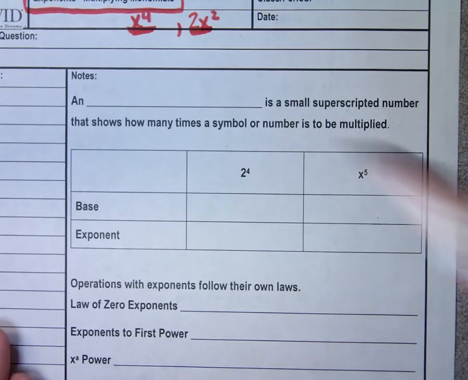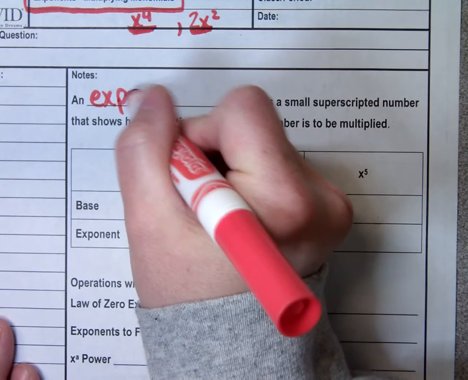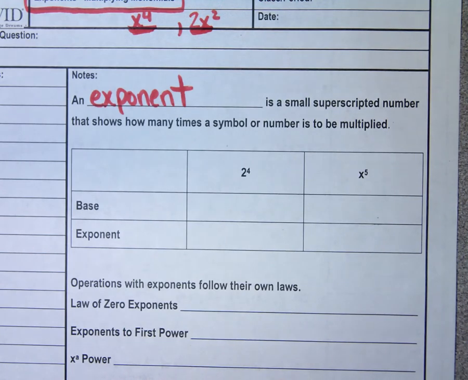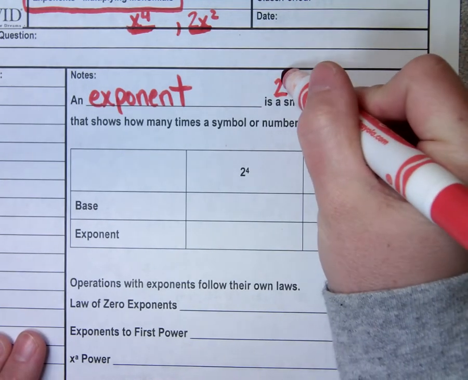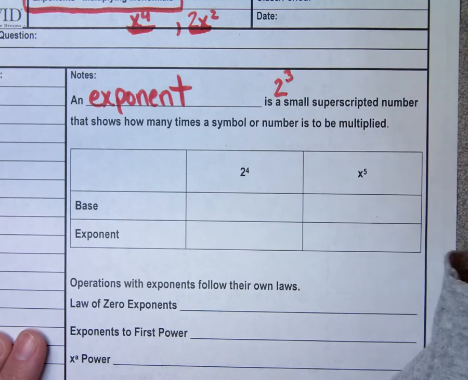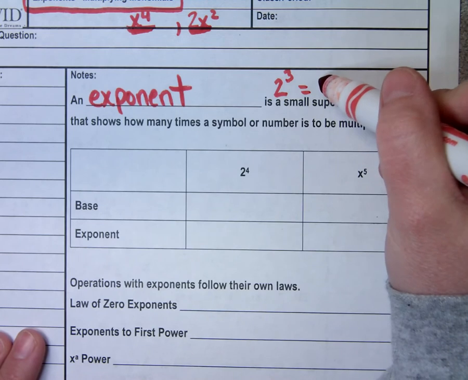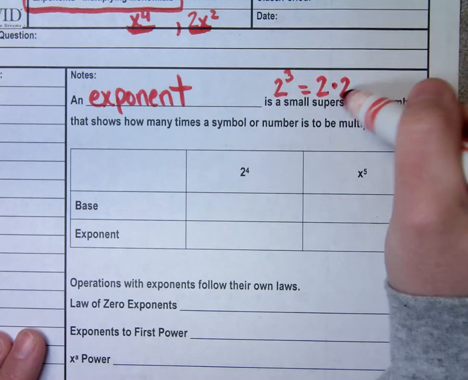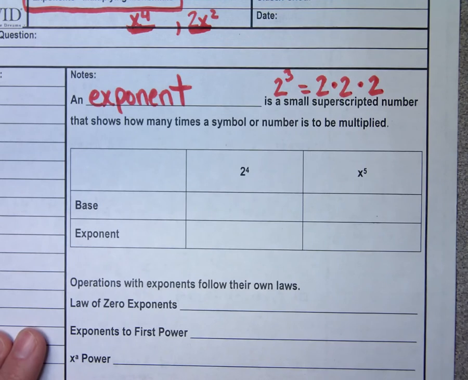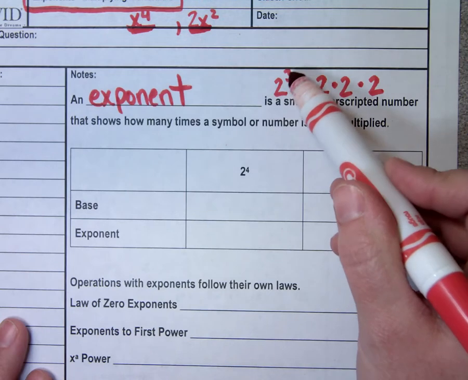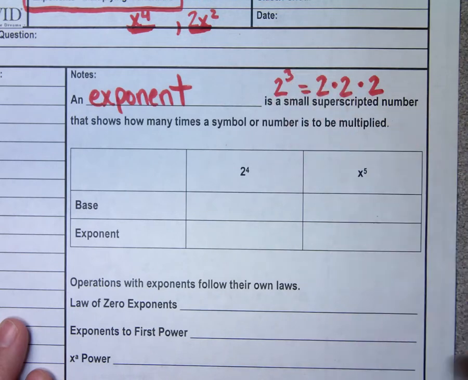Okay, so the definition of an exponent. An exponent is a small superscripted number that shows how many times a symbol or a number is to be multiplied. So for example, 2 to the third, 3 is the exponent, and it tells me how many times I'm supposed to multiply the 2 times itself. So it's telling me to take the 2 times itself 3 times. That's the purpose of an exponent, to tell you how many times you're going to multiply the number underneath it by itself.